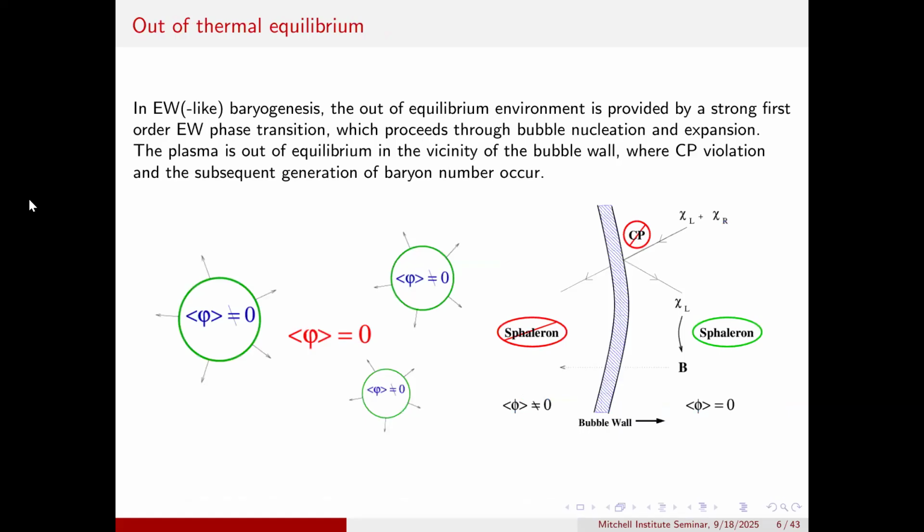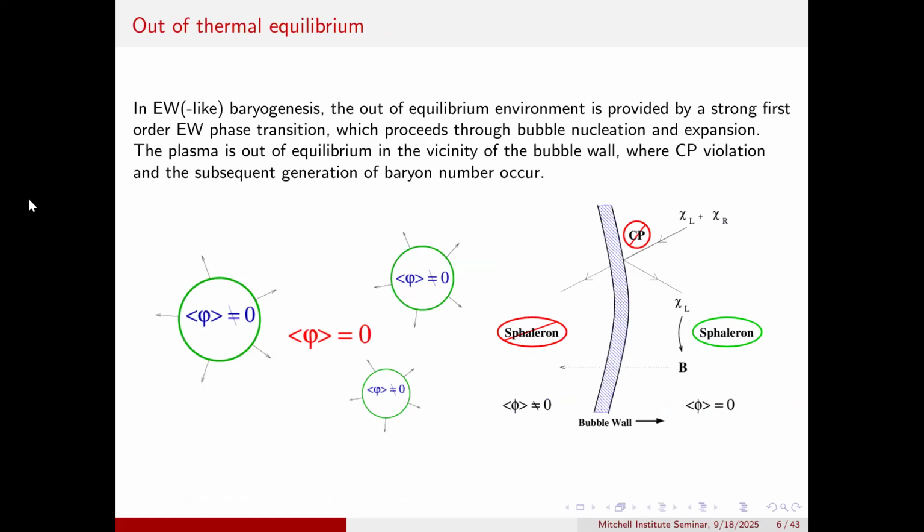And the last Sakharov condition is out of thermal equilibrium. So again, baryogenesis generally depends on a first order phase transition, and the role of the first order phase transition is to provide an out of equilibrium environment.